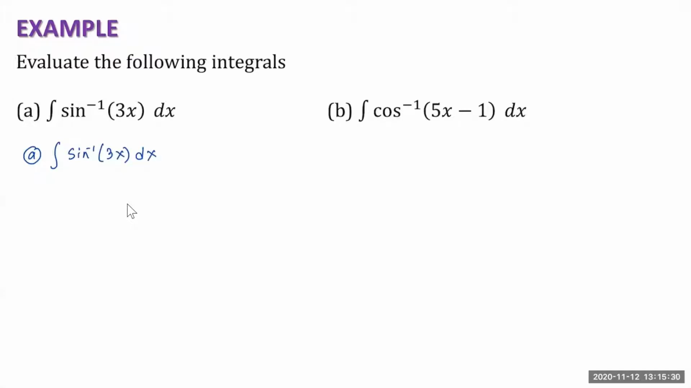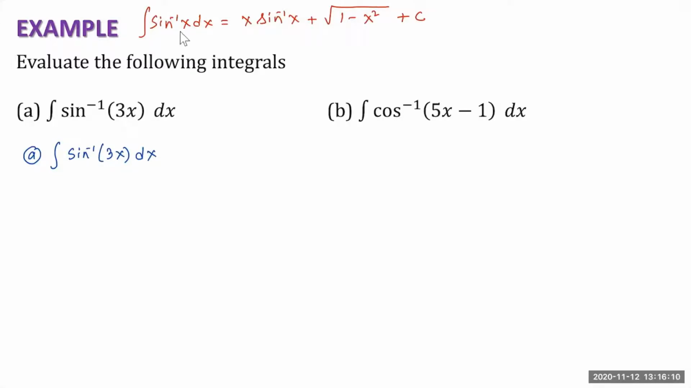Now, in order to integrate sine inverse 3x, we need to know the formula for the integration of sine inverse x. So from the previous slide, we have seen that the integration of sine inverse x with respect to x is equal to x sine inverse x, then plus the square root of 1 minus x squared plus the constant of integration. So that is for sine inverse x. But here we have sine inverse 3x.